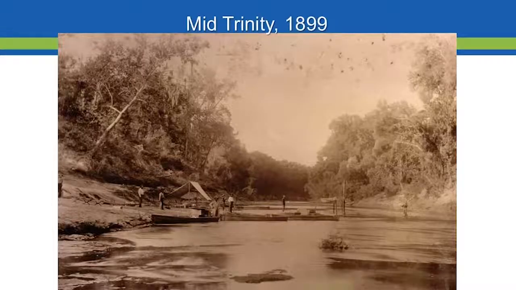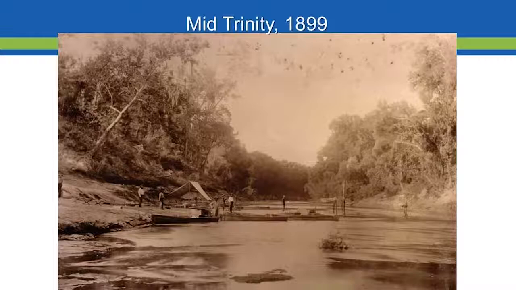The Trinity is and always has been a very flashy system. In the 1800s, expeditions were planned around when the Trinity River was expected to be up or down. Sometimes of the year, people could step over the river, walk horses over it, dogs wouldn't even have to swim across it.